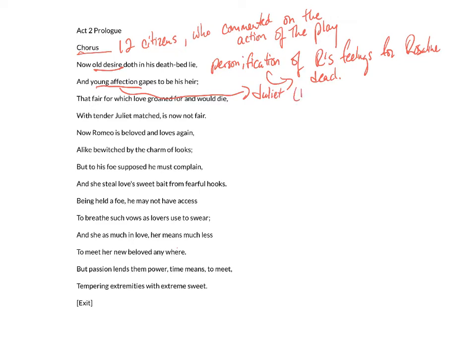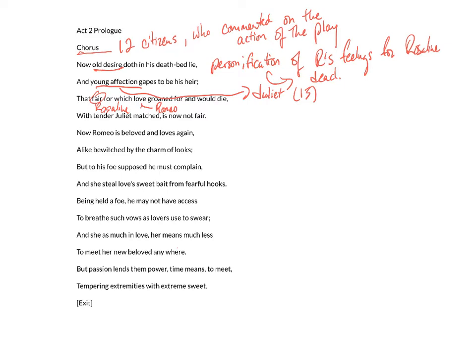Remember, she's not even 14 yet. So she's the one who inherits Romeo's affection, his desire. That fair for which love groaned for and would die, with tender Juliet matched, is now not fair. So what we have here is the acknowledgement that the fair for which love groaned for, that's Rosaline. Rosaline's the fair. The fair that which love groaned for, love would be Romeo. And would die.